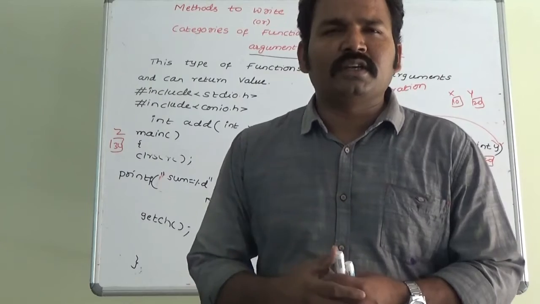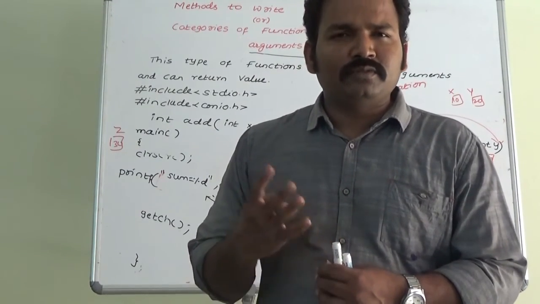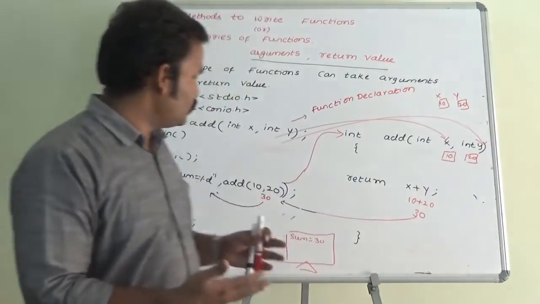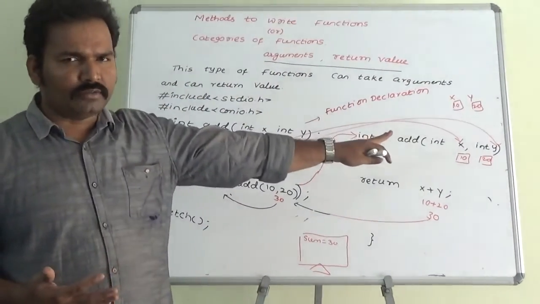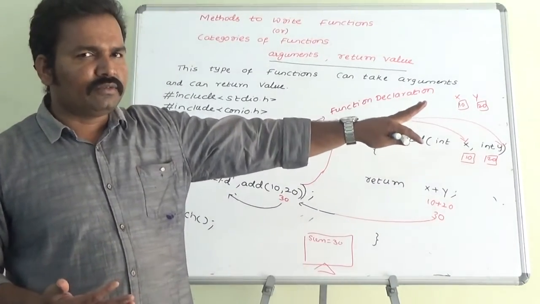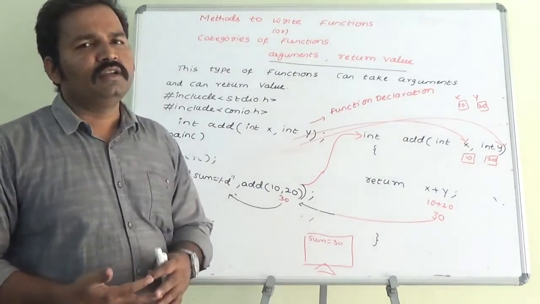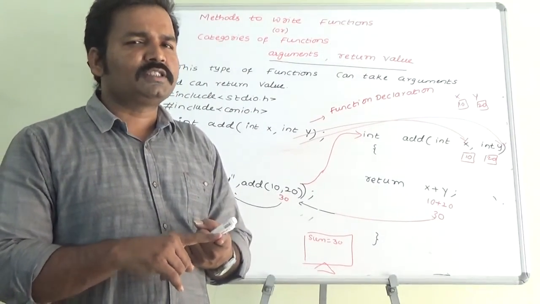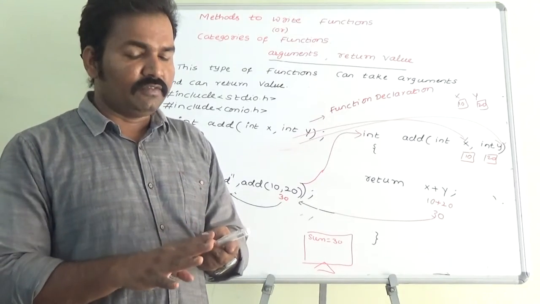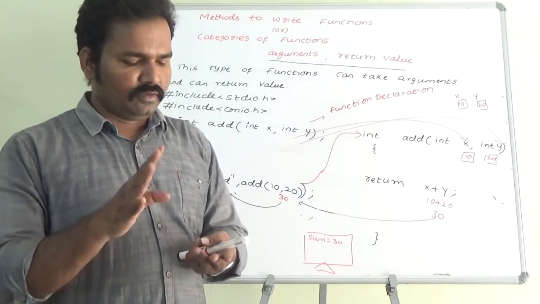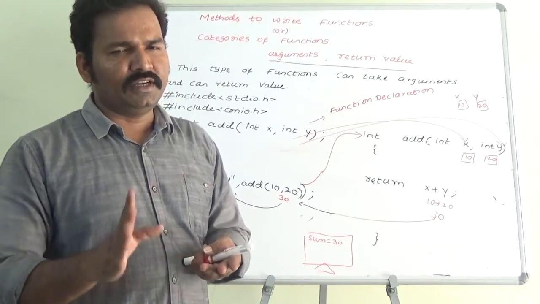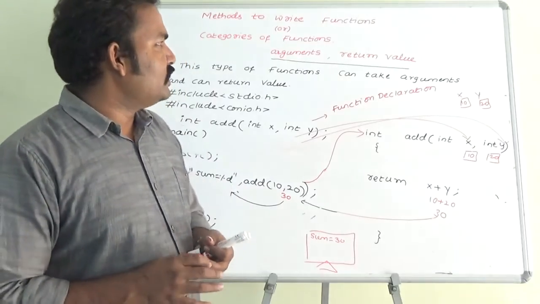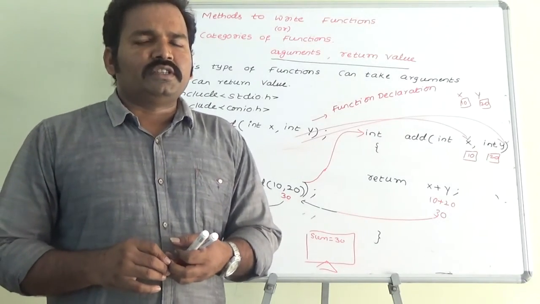Functions are categorized into how many types? 4 types, based on passing arguments from the calling function to the called function and returning a value from the called function to the calling function. First one, function with no arguments, no return value. Function with arguments, no return value. Function with no arguments, with return value. Function with arguments and with return value. So the categories of functions are completed.